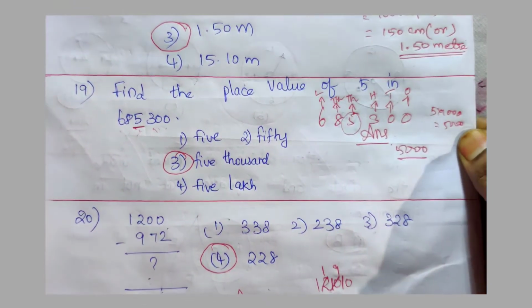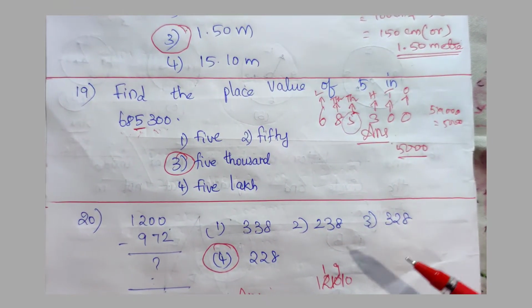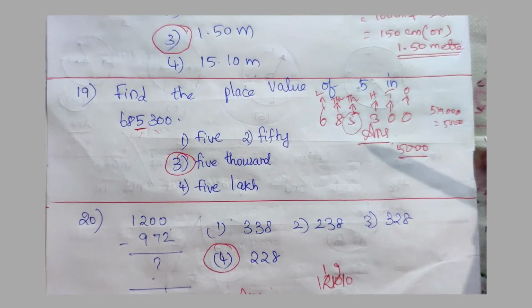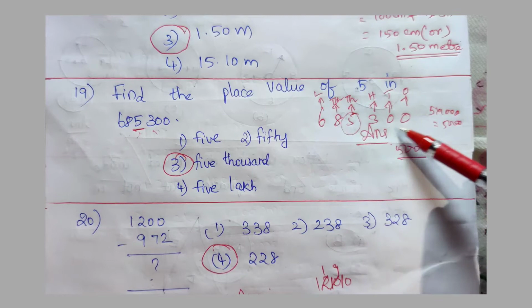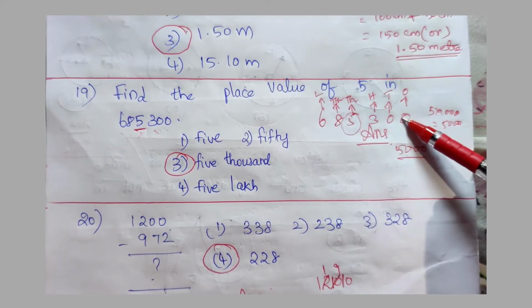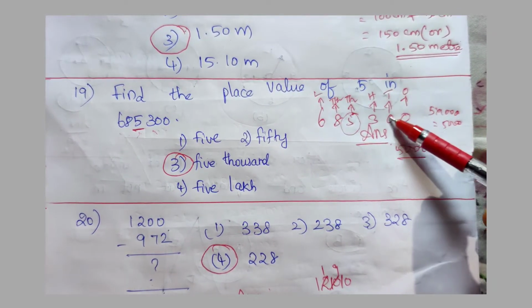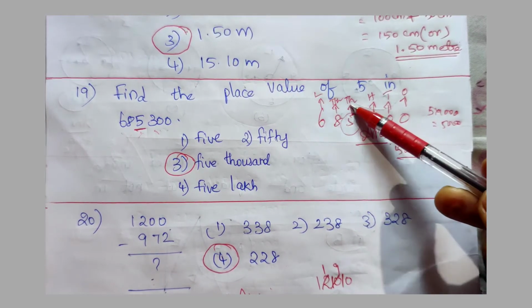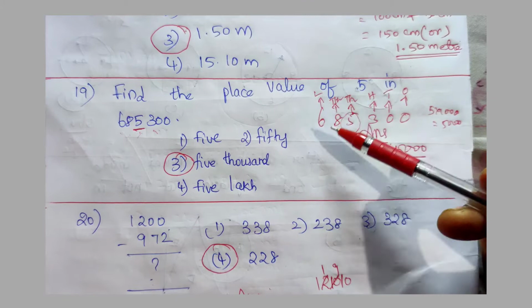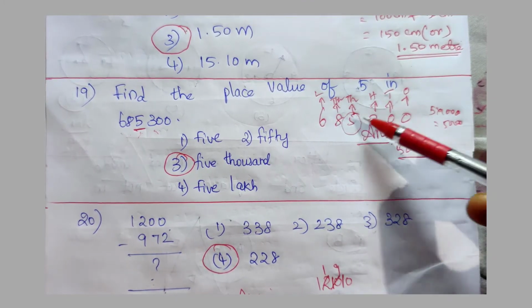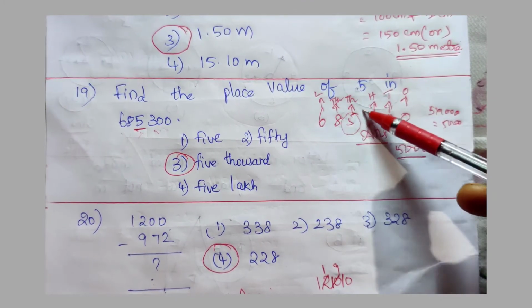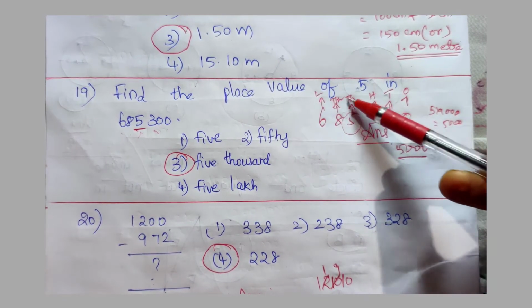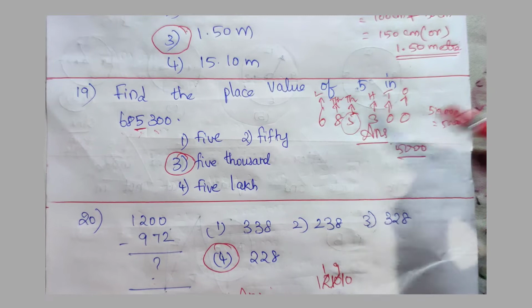Next is find the place value of 5 in 6,85,300. See here, 6,85,300. 0 is in ones place, another 0 is in tens place, 3 is in hundreds place, 5 is in thousands place, 8 is in 10,000 place, 6 is in lakh place. So where is this 5 lying? What is the place value of 5? 5 into 1000 is 5,000. Okay, it is in thousands place, so 5,000.